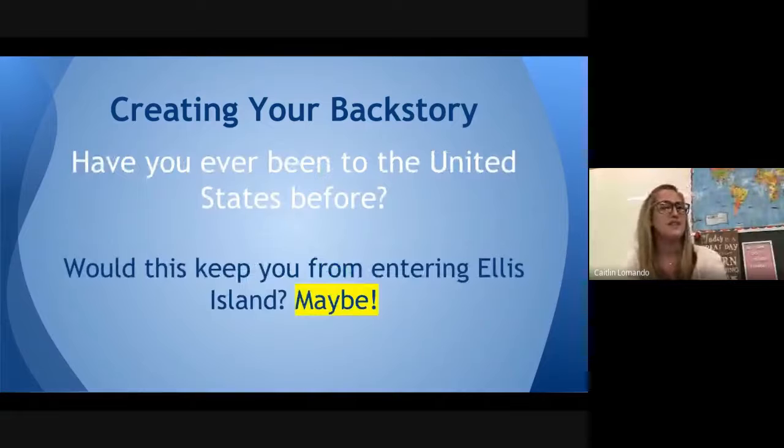Have you ever been to the United States before? Would this keep you from entering Ellis Island? Maybe. Remember, the only people that came through Ellis Island were third-class or steerage passengers. They had probably saved their entire lives for a single ticket to get to America. So the fact that they had had enough money to maybe have come to America before this would be very, very fishy. Not something that a lot of people had the money to do.